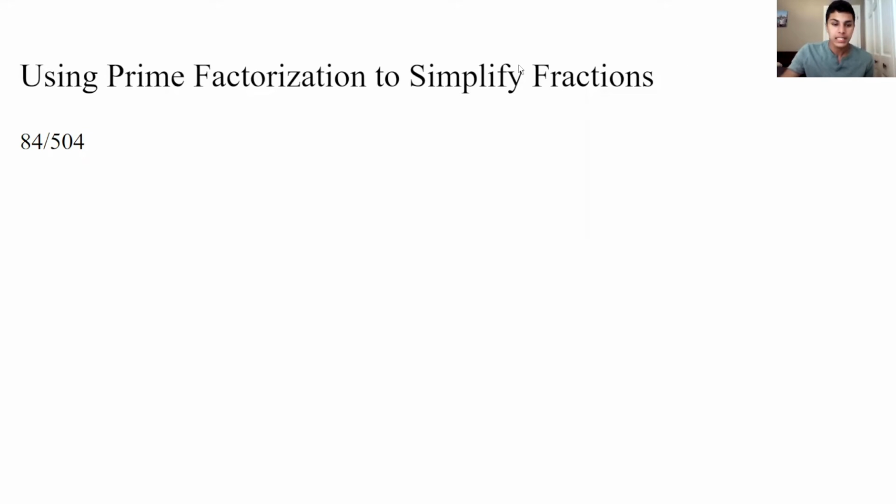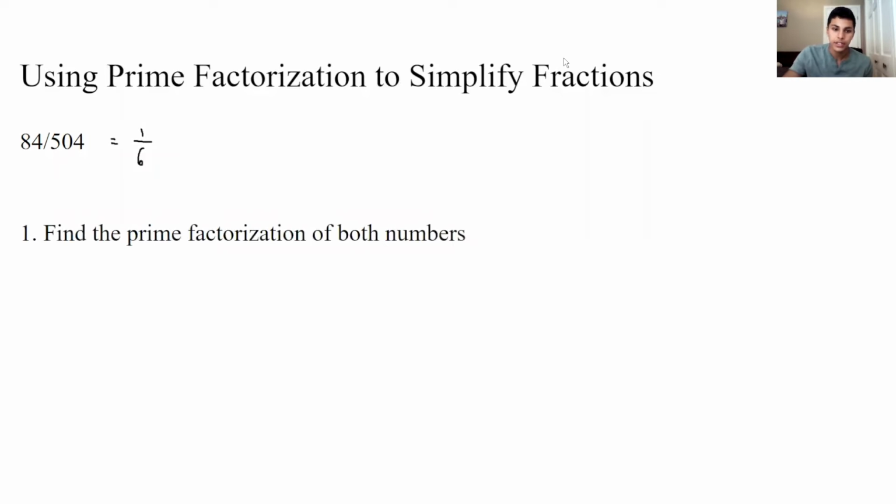And we're going to go back to the example of 84 over 105 as I go through the steps. So remember, this is going to be equal to 1/6. So let's go through the steps with simplifying with prime factorization to see how we actually get there. So of course, if we're using prime factorization, the first step is to find the prime factorization of both numbers. And if you forget how to find prime factorization, this can serve as a review for that.